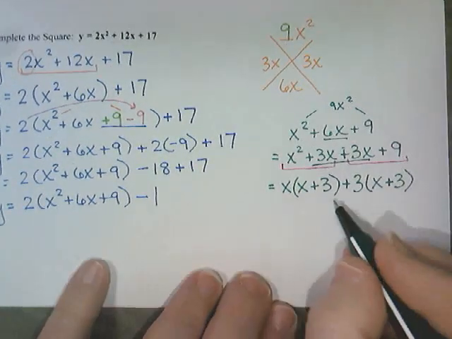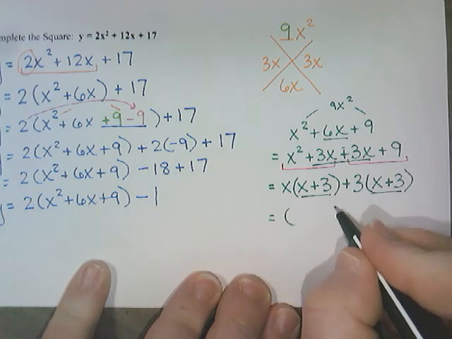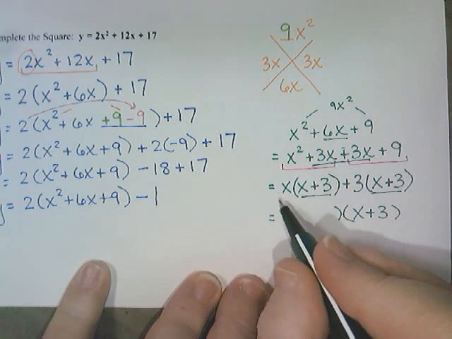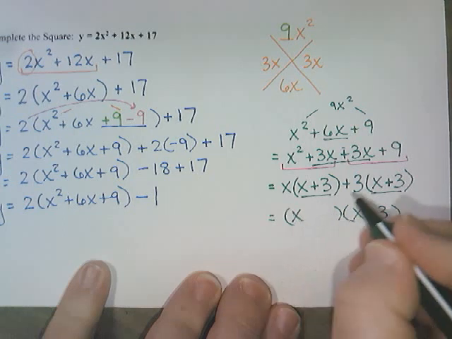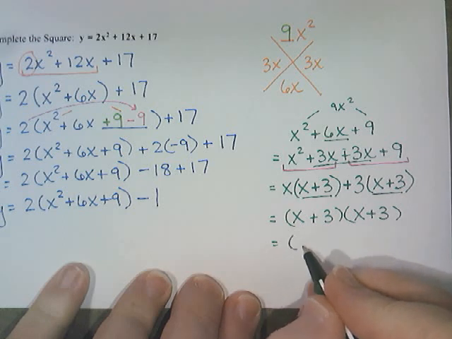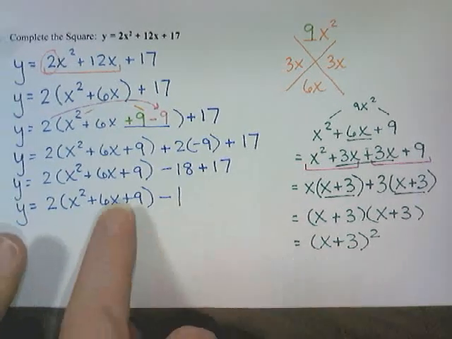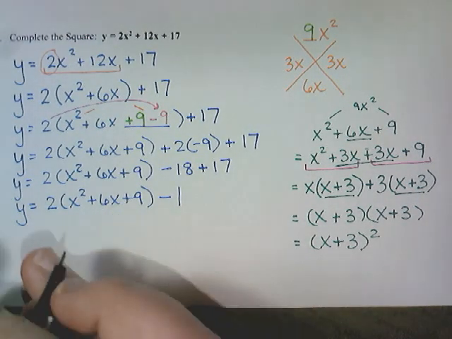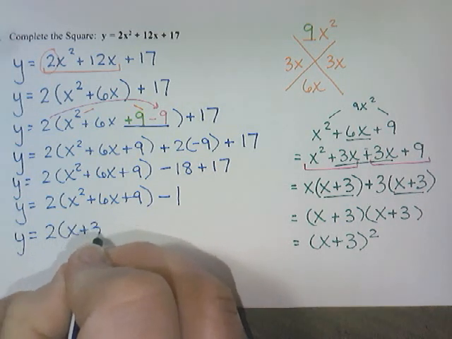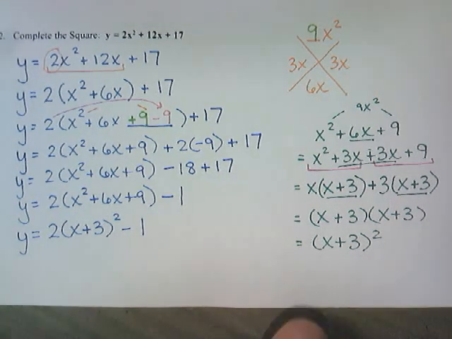So I know that I've done this right because these two brackets are identical. That means when I multiplied out the binomial, that second bracket was x plus 3. And then my first bracket comes from these terms, so this is x, and this is plus 3. So I have x plus 3 times x plus 3, which is x plus 3 squared. So I'm going to take my x squared plus 6x plus 9 and replace it with x plus 3 squared. So I have 2 times x plus 3 squared minus 1.